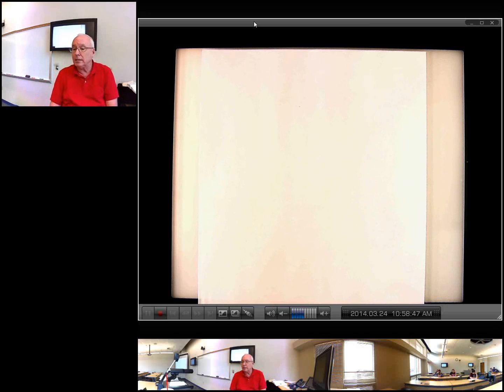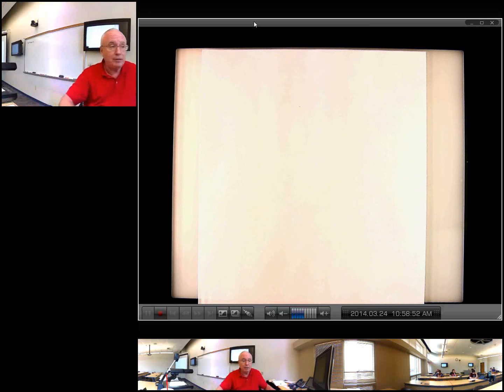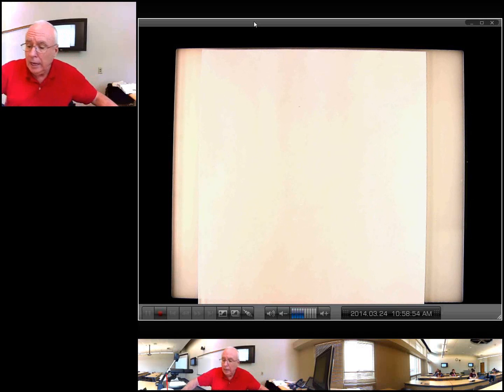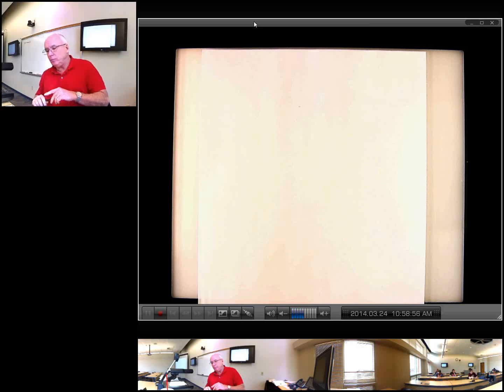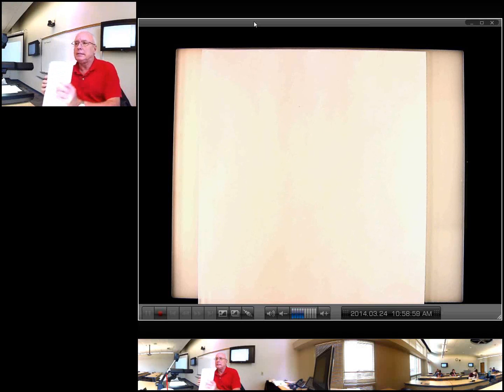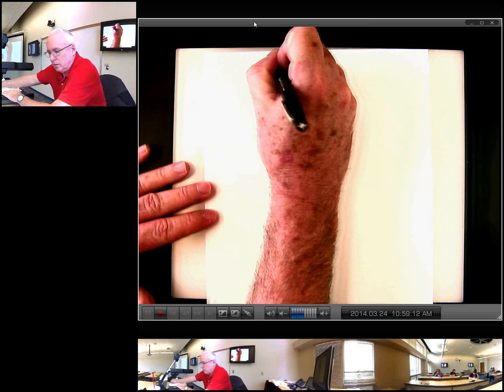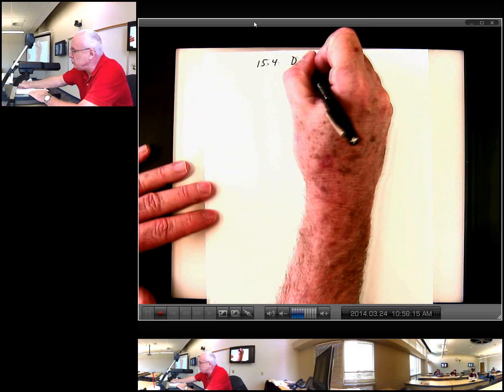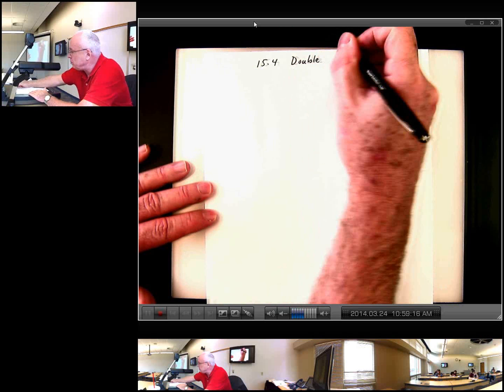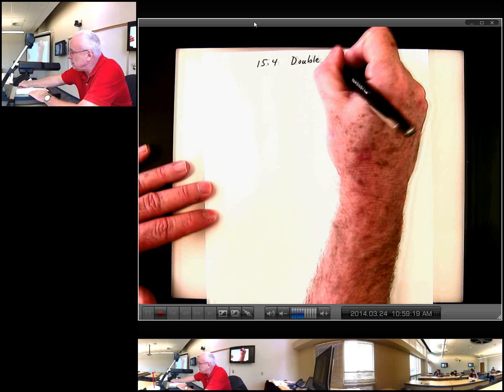What we're going to cover today, or at least get started on, is section 15.4. We're going to look at polar coordinates and how, for certain kinds of regions, polar coordinates really are a lot better than rectangular coordinates as far as trying to integrate. So it's double integrals using polar coordinates.